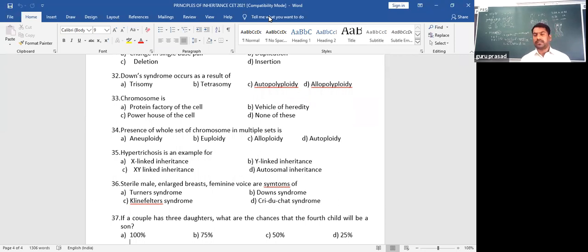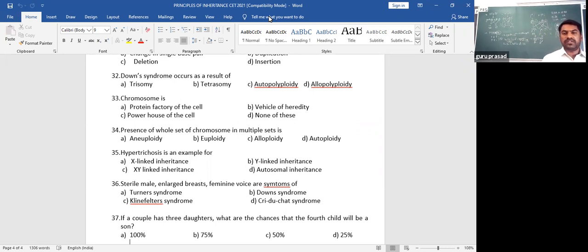Hypertrichosis is an example for... While explaining a few questions like Holandric genes, I have told you, hypertrichosis is a condition in males with presence of a bunch of hair tufts in the ear pinnae. Such persons are called hypertrichic persons, and it is through the Holandric gene, from the Y chromosome, character transferred from male progeny to male progeny only. So it is Y linked. Holandric genes are nothing but the genes present on the Y chromosome. So Y linked it is, neither X linked nor autosomal inheritance.